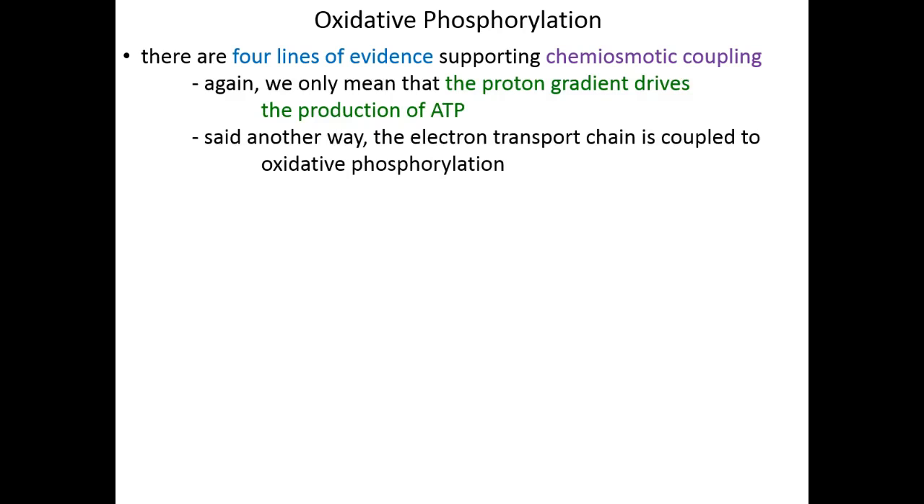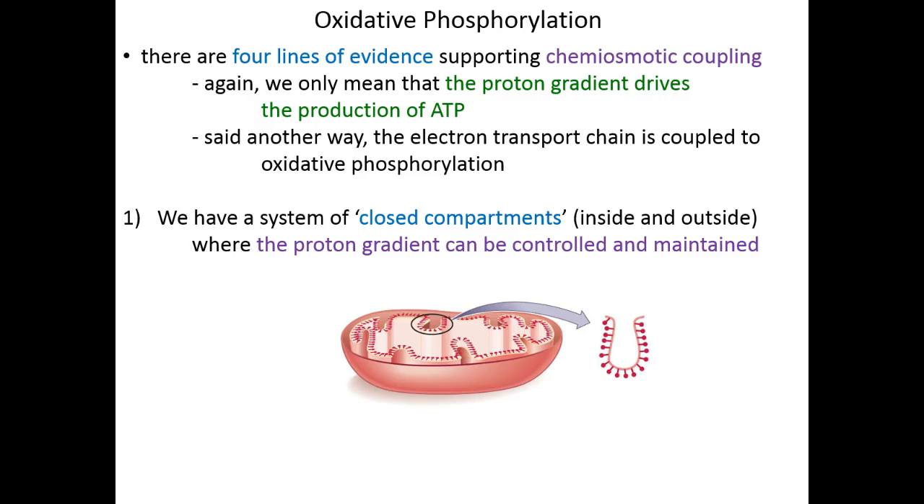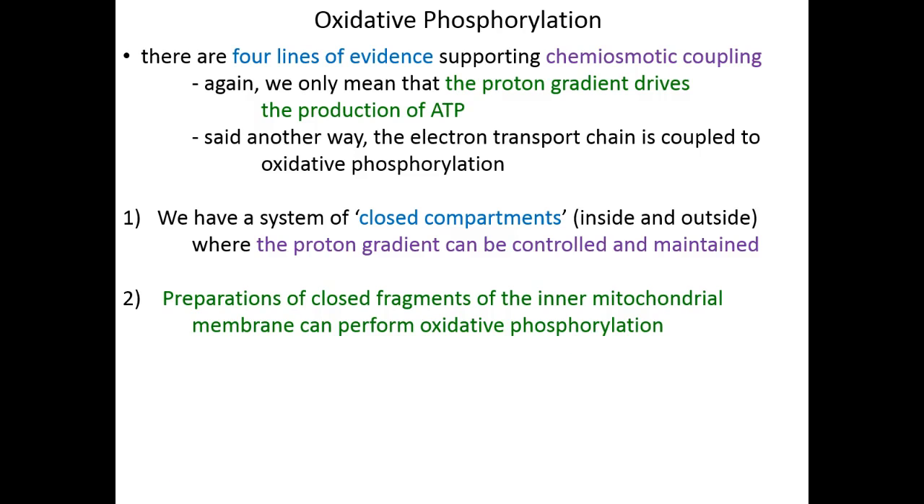The first line of evidence is that the cell, or the mitochondria, is really nothing more than a system of closed compartments. We have the matrix, the inner mitochondrial space. There's an inside and an outside where the proton gradient can be controlled and maintained. If the proton gradient wasn't important, why would mitochondria evolve in this way in order to be able to segregate protons? Why would this happen if not for the need of a proton gradient?